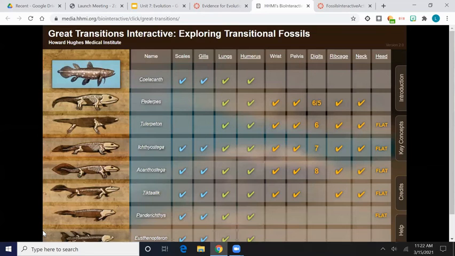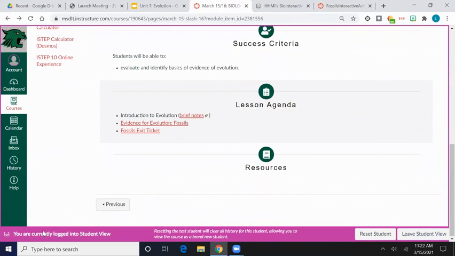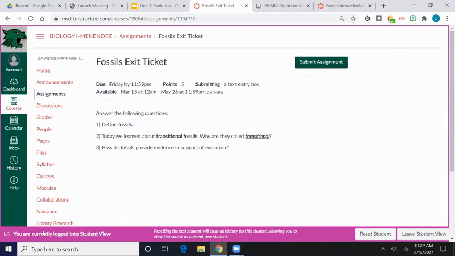Once you are done with that, you could head back to our day's page, and there's an exit ticket. On that exit ticket, you just have 3 questions. I want you to define fossils. So you can use the notes that I gave you, or you can put your own definition. Number 2 says that we learned about transitional fossils today. So why were they called transitional? And then the last one, how do fossils provide evidence in support of evolution?